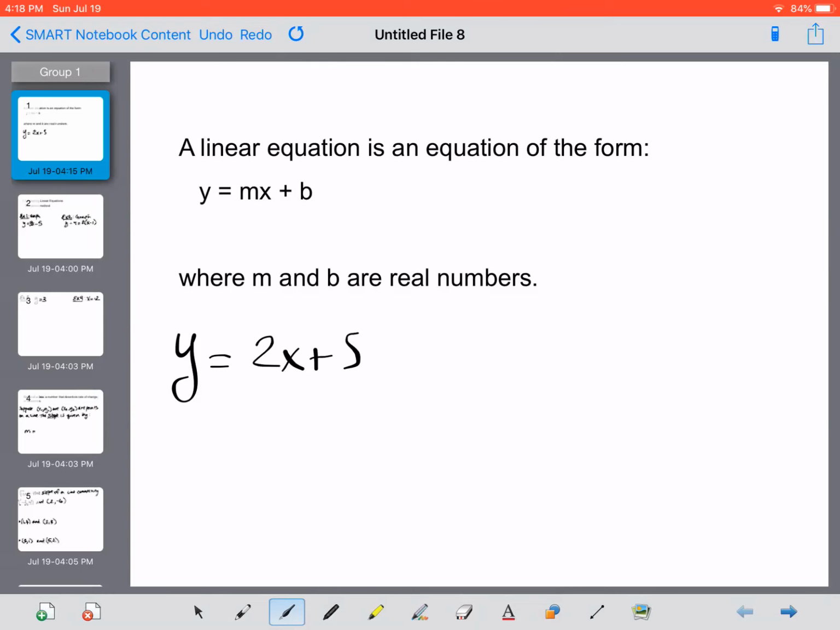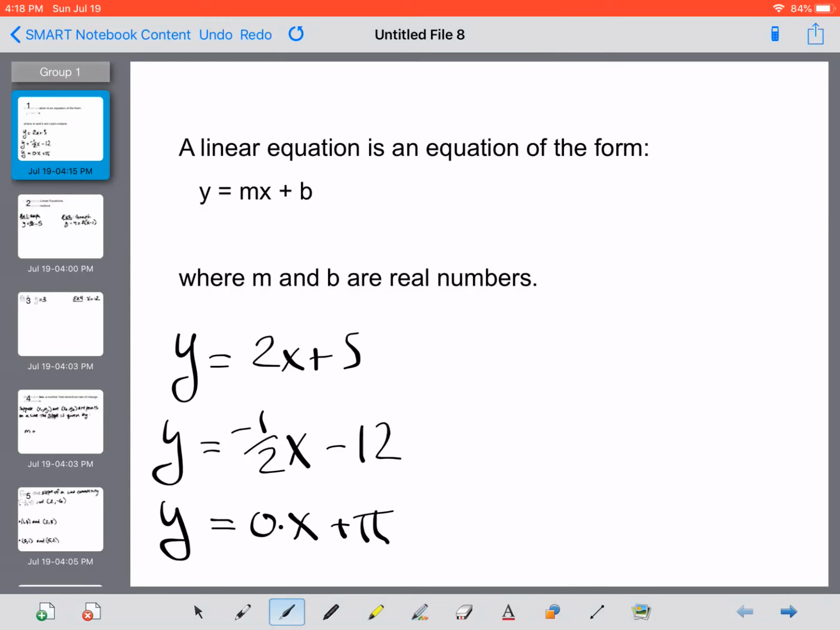They don't have to be integers though. You could also have y equals negative 1/2 x minus 12, or maybe even something like y equals 0x plus pi. This works because 0 and pi are real numbers. Of course, a better way to write this would probably be y equals pi, since 0 times x is just 0.